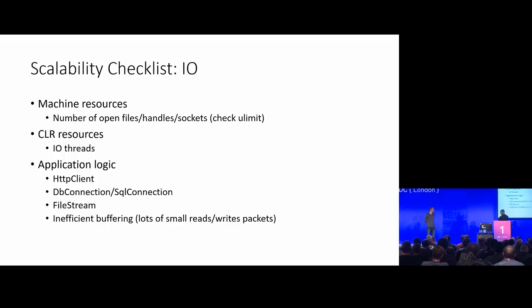On non-Windows machines, you can look at the ulimit of the actual machine to see if you hit the limit or not. There are I/O threads in the CLR made for mostly socket I/O and file I/O. Looking at HttpClient and your database connections, make sure you're disposing them. FileStream is kind of a dumpster fire of badness to do with async. I'll actually go over why that is as we get through examples. Buffering is kind of what I said, with small writes and reads from the network.